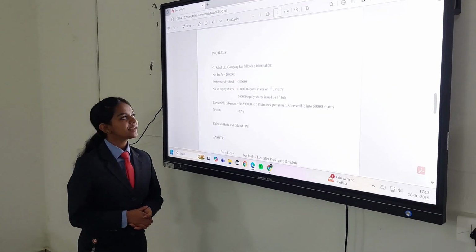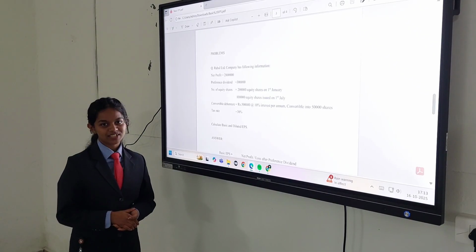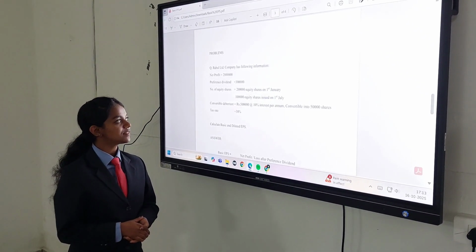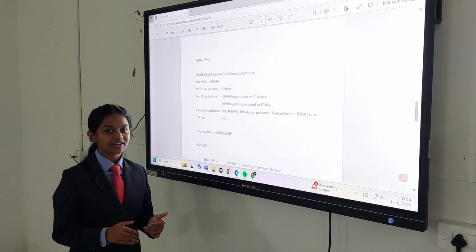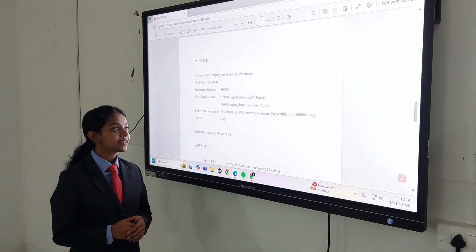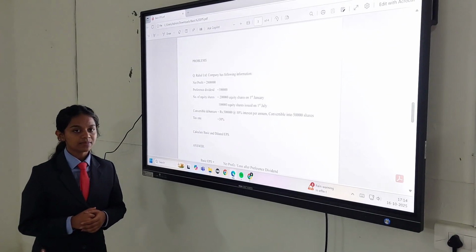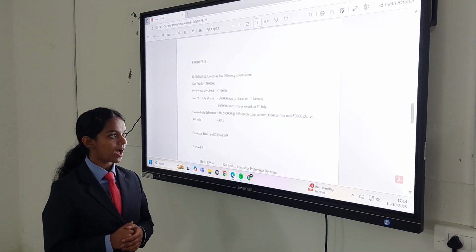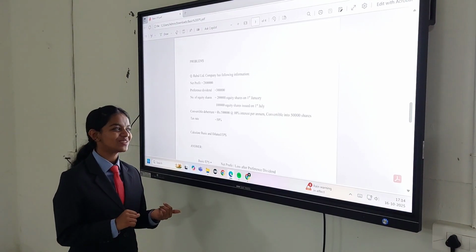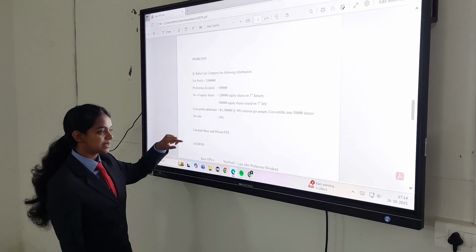The question is, Rahul Limited Company has the following information. Net profit is equal to 28 lakhs. Preference dividend is equal to 3 lakhs. Number of equity shares on 1st January is equal to 2 lakhs, and on 1st July it is 1 lakh. Convertible debentures is equal to rupees 5 lakhs at 10% interest per annum, convertible into 50,000 shares, and the tax rate is 30%. Let's calculate basic earnings per share.